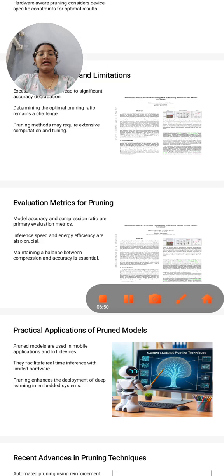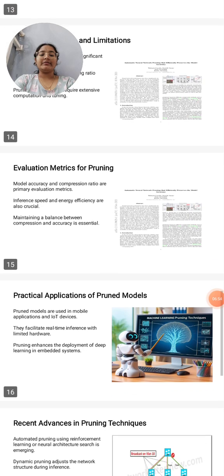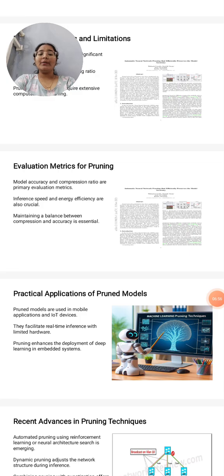The next slide is about evaluation metrics for pruning. Model accuracy and compression ratio are primary evaluation metrics. Inference speed and energy efficiency are also crucial. Maintaining a balance between compression and accuracy is essential.